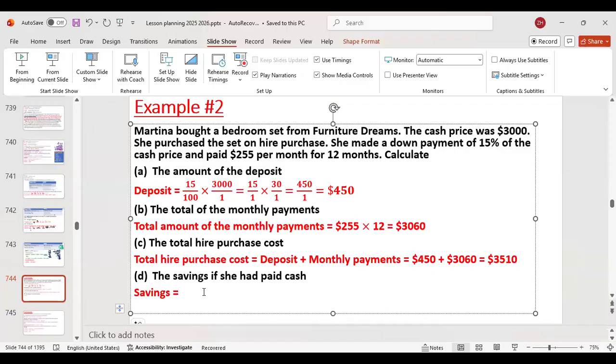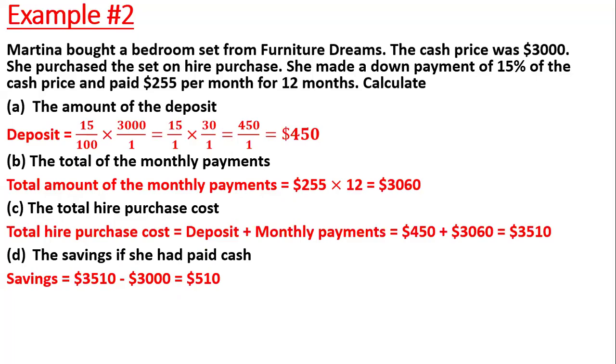It's gonna be 3,510 minus 3,000, which gives us 510. So the correct answer is definitely 510. Okay, so this is a good traditional hire purchase question. Any questions on this before we move on? Any questions on how we get this? Do y'all understand this or y'all lost?